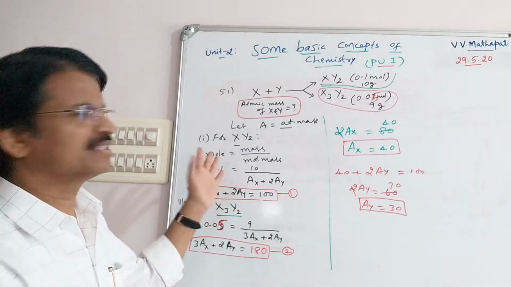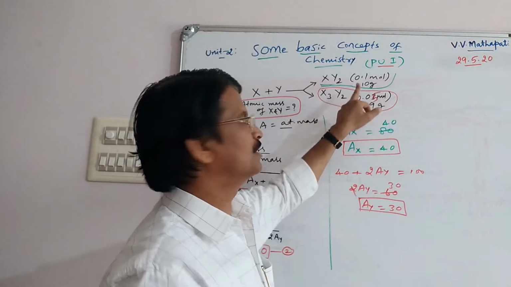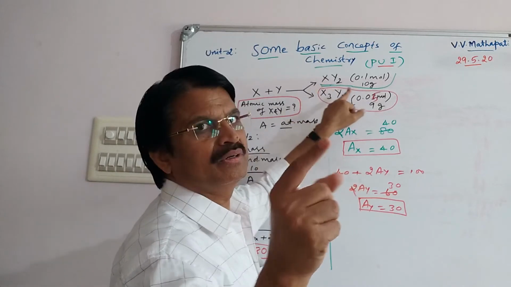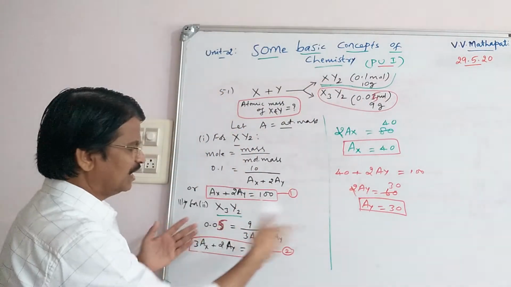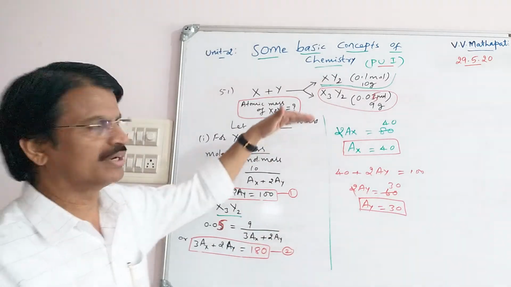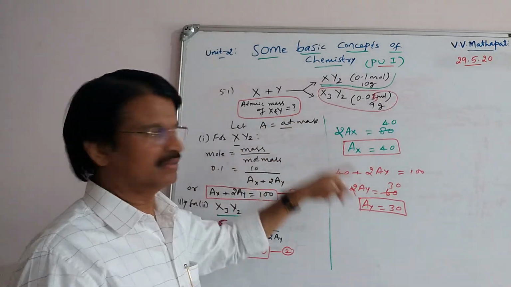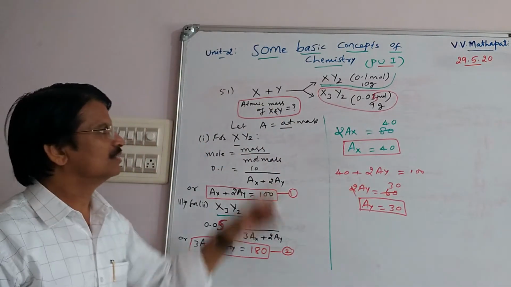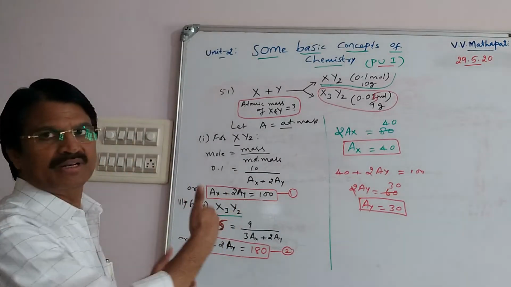Now there are other methods also. For molecular masses, for 1 mole XY2 and for 0.1 mole, that type also we can calculate. Finally we get the same answer, 40 for atom X and 30 for atom Y. These are important questions you can solve or practice well 2-3 times.